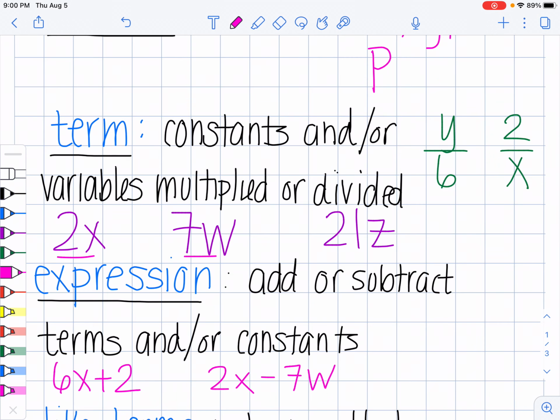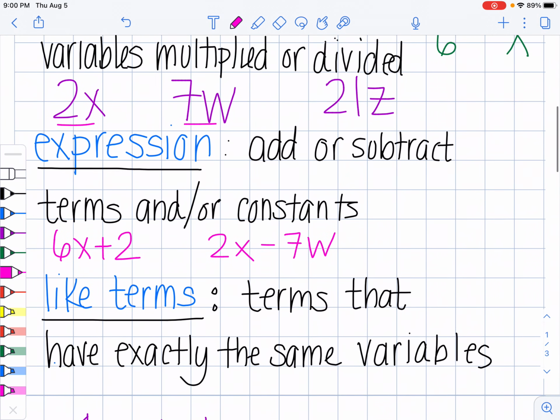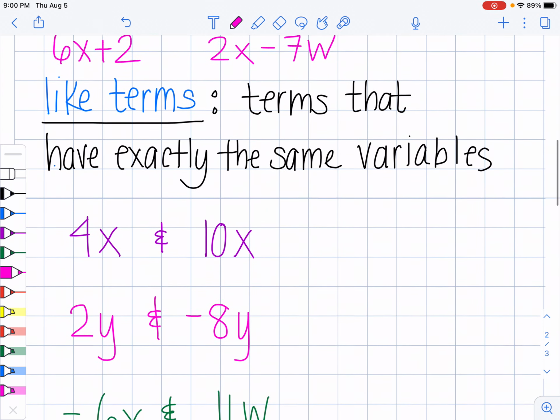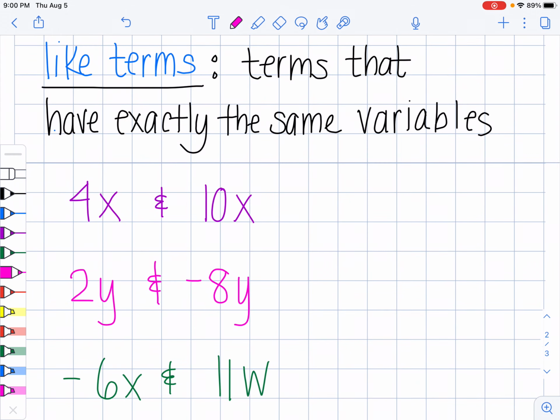Okay, so you might say, well, all right, now what? The next thing, the whole idea of this lesson, is what is a like term? Like terms are terms, which we just talked about, that have exactly the same variables. So I wrote down 3 examples for you, and let's decide if they're like terms or not.